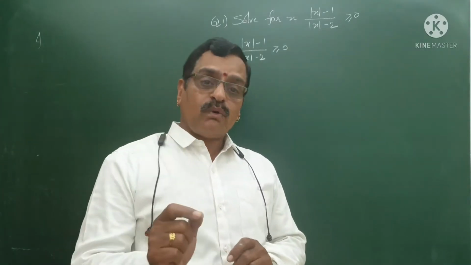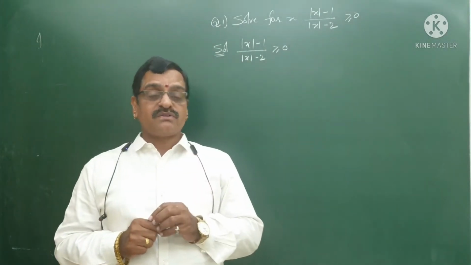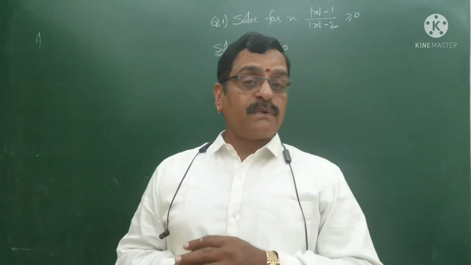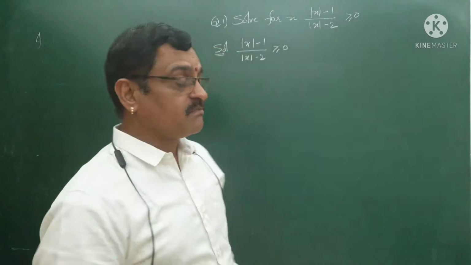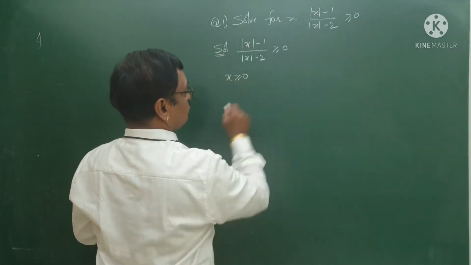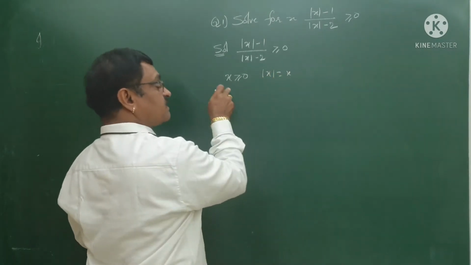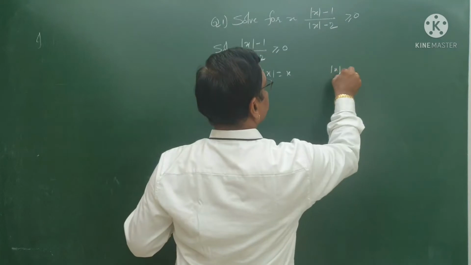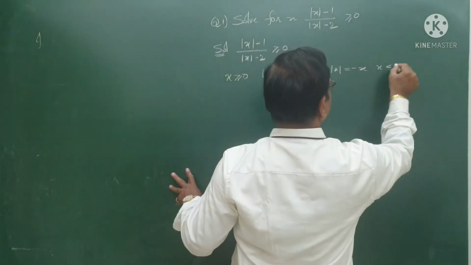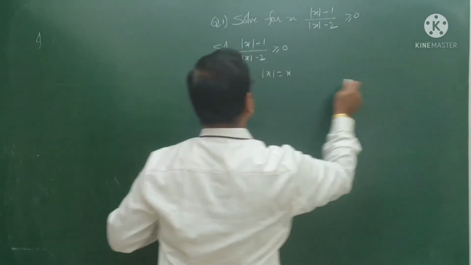So you have to remove the mod symbol. How do we remove the mod symbol? By using the properties of mod. What is the basic definition of mod x? When x is more than or equal to 0, mod x is equal to x. This is case 1. Case 2 is mod x is equal to minus x, where x is less than 0. So first I will go for case 1.